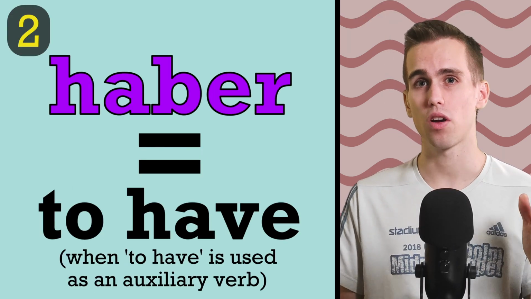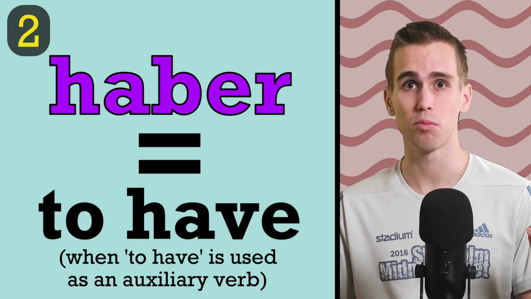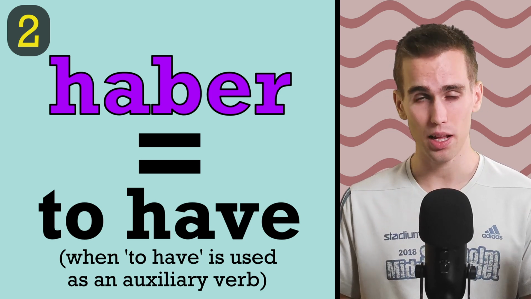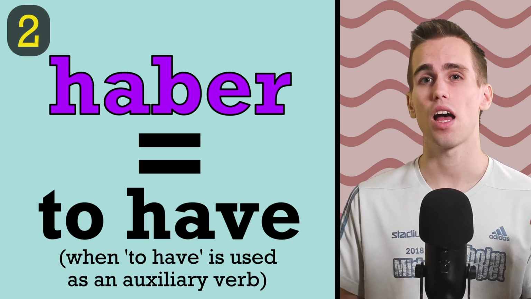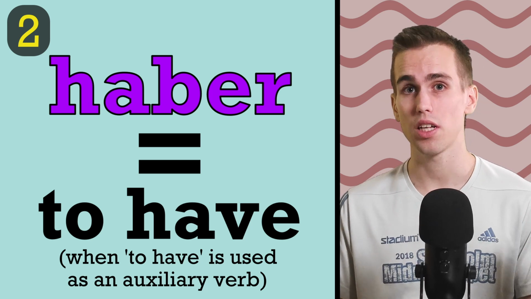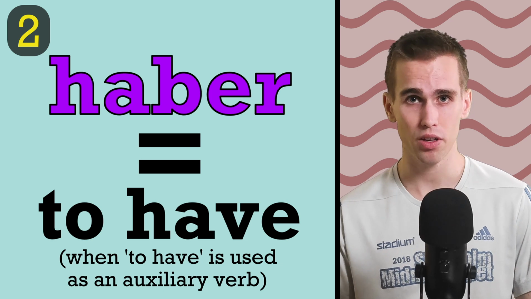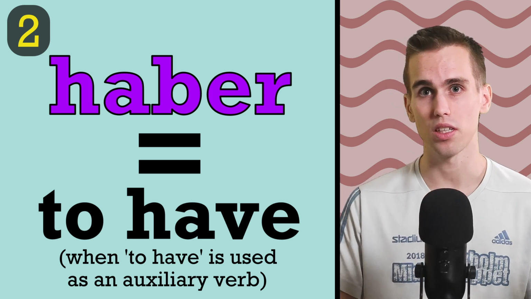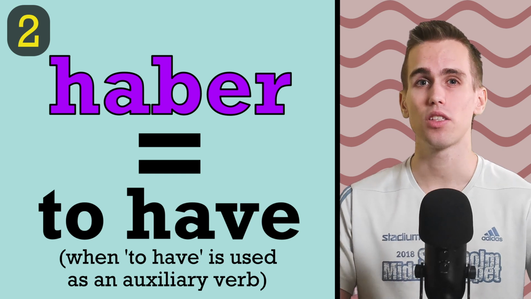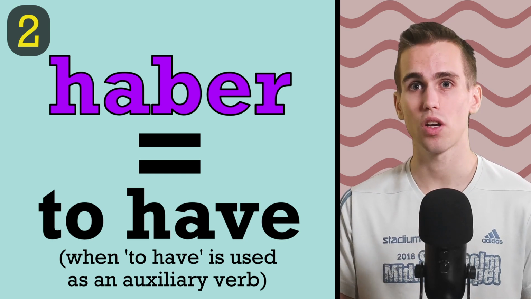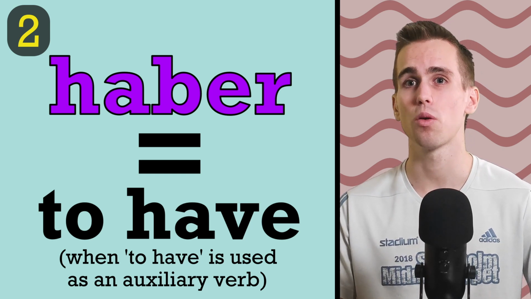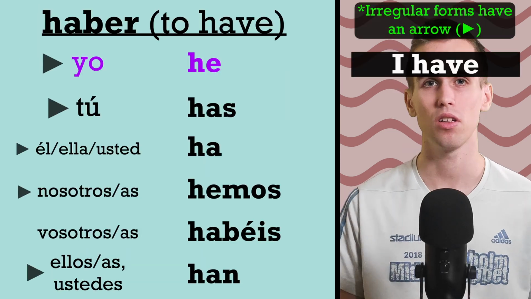Number 2. Haber is often used as an auxiliary verb. In other words, a helping verb. When haber is used as an auxiliary verb, it is equivalent to the English verb to have, when to have is used as an auxiliary verb. Let's first learn the conjugations of haber and then show a phrase as an example.